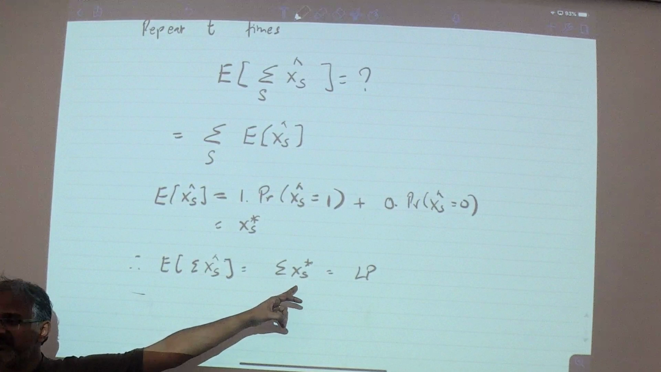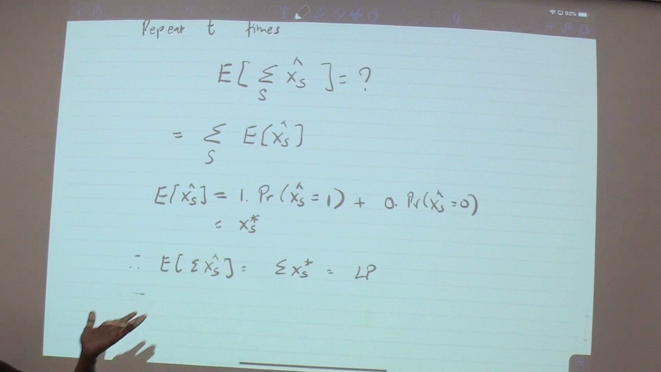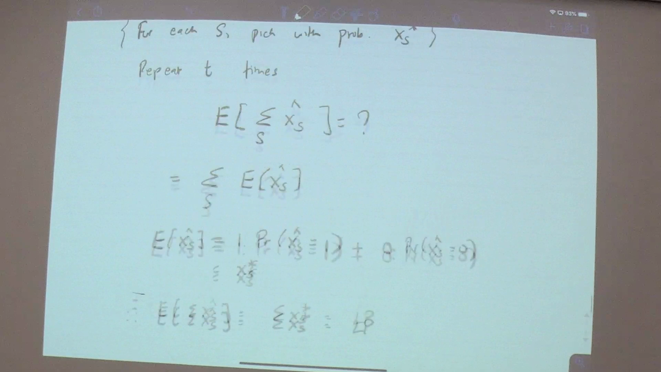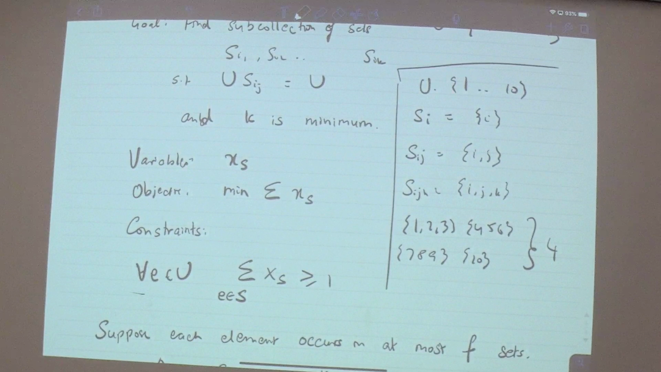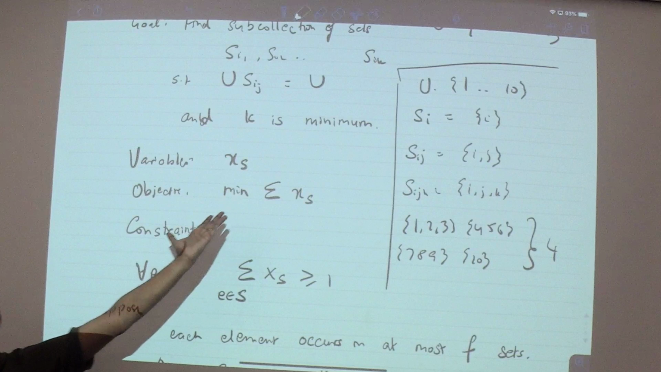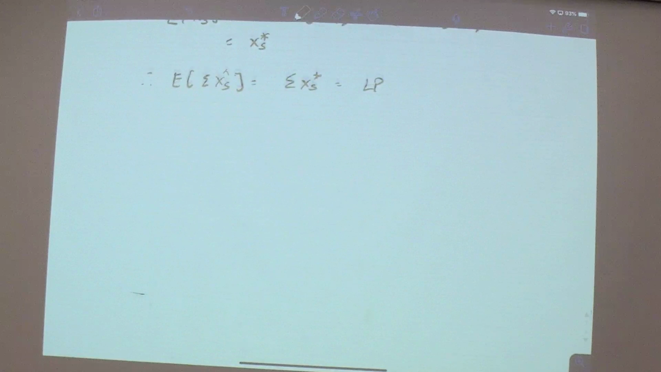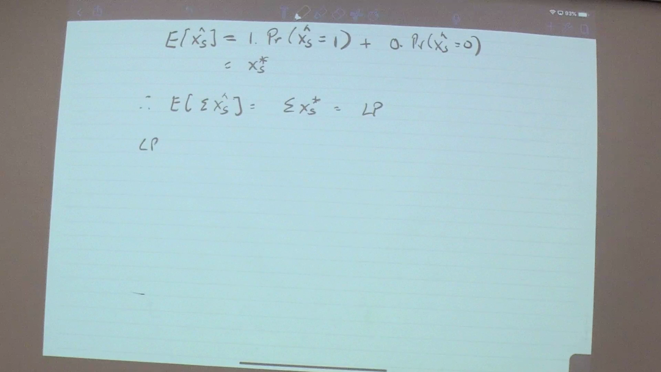But what is the LP value? What is the LP solving? What is this value doing for you? What is it trying to do? This is the LP, right? We're getting an answer to this question, aren't we? So what is this telling us? What can we say about the LP with respect to the best set cover? We know that the LP is less than or equal to the best, right? So we should be very happy now. We have got a solution whose expected value is less than or equal to optimal.